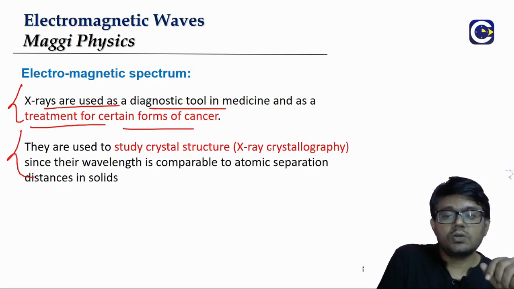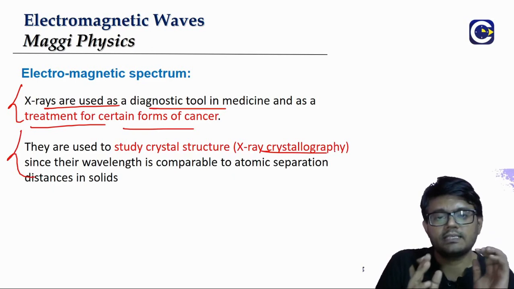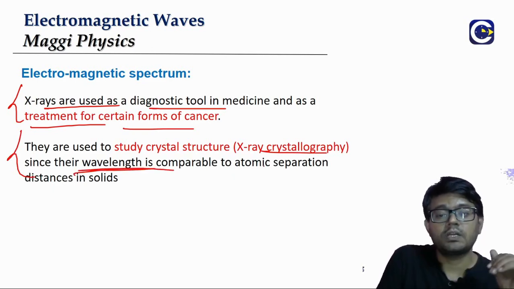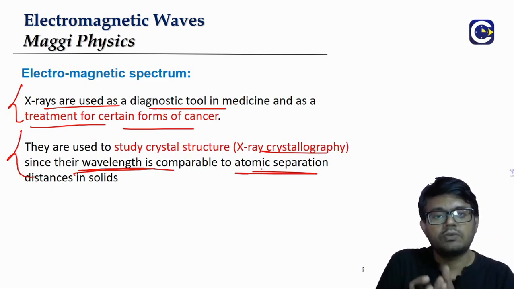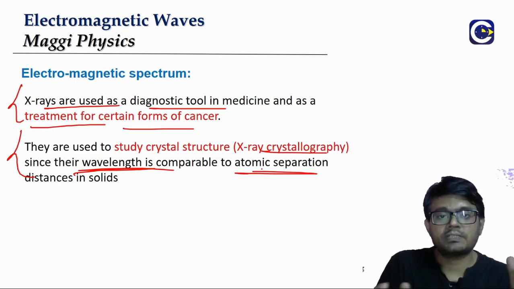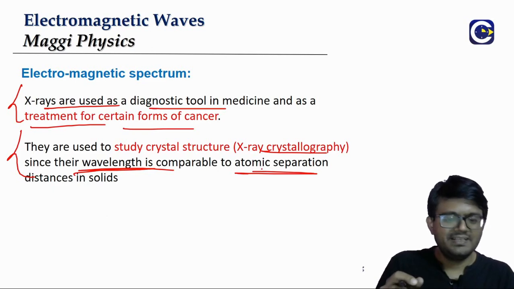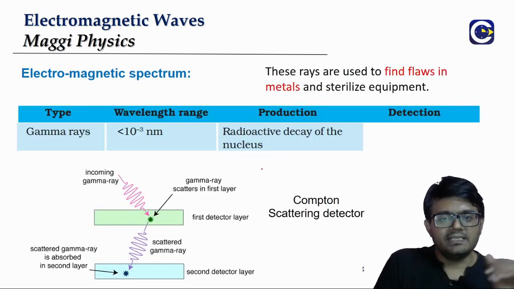X-ray crystallography means we can study the crystal structure. The main reason is that the wavelength of these X-rays is comparable to the gap between the atoms in a solid crystal. We call that the atomic separation. Since these two are comparable, we can actually do a proper study of the crystal by using X-ray crystallography. Okay? Next, the highest energy is gamma radiation.